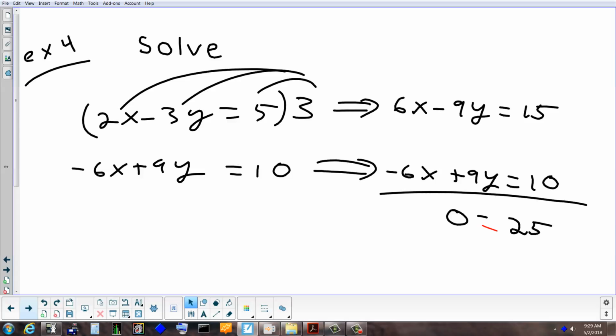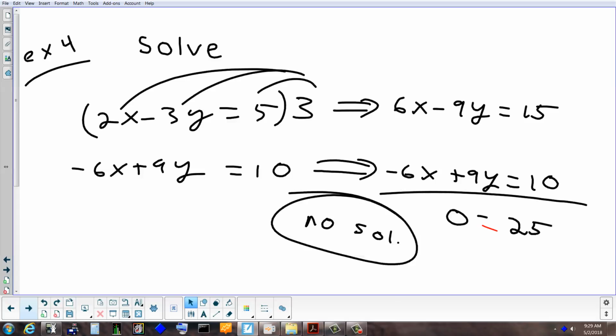Okay, at this point, you're done. You just have to interpret what that means. 0 equals 25. So, yeah, no solution. That's a false statement. The answer is not false. The answer is there isn't an answer. No solution. So this is the case where if you were to graph these lines, they have the same slope. Same slope, different y-intercept. They're parallel. Okay, so that's a no solution.